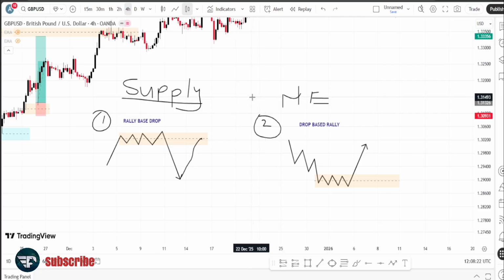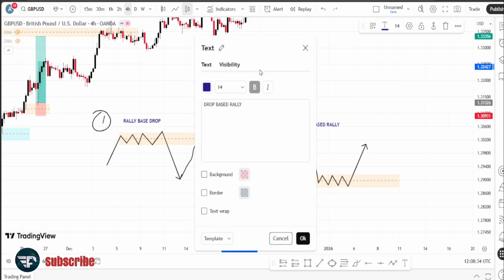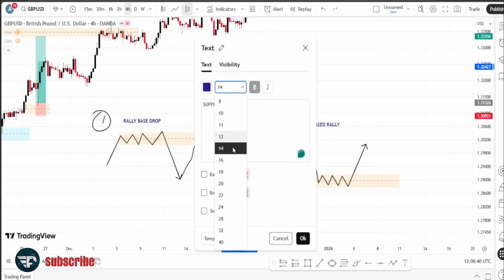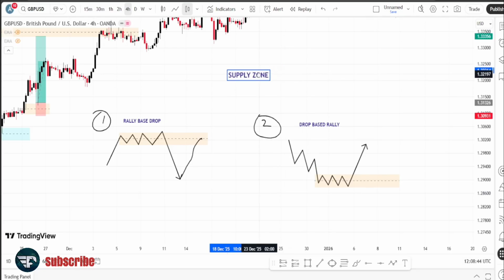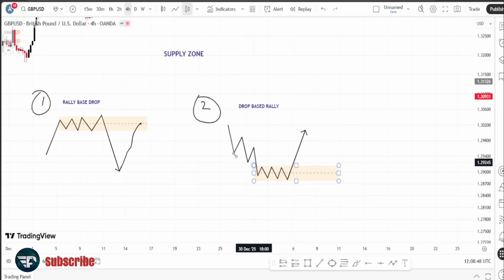Let me clear this one and draw it properly. Let me write this one properly and make everything look nice. So, supply zone. Let me change it to maybe 20. So we have this one, supply zone. This is what we call drop base rally.